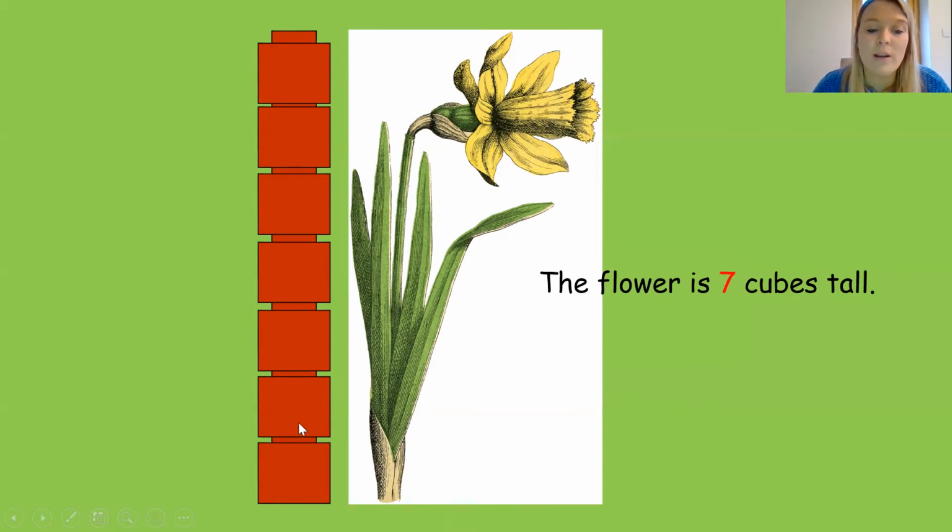Okay, and just a few points. Remember, when we're measuring, whatever we measure with, we've got to make sure that they're pushed up right against each other to make it as accurate as possible. Don't leave any gaps. And remember to do careful, slow counting. So we're doing accurate measurements.